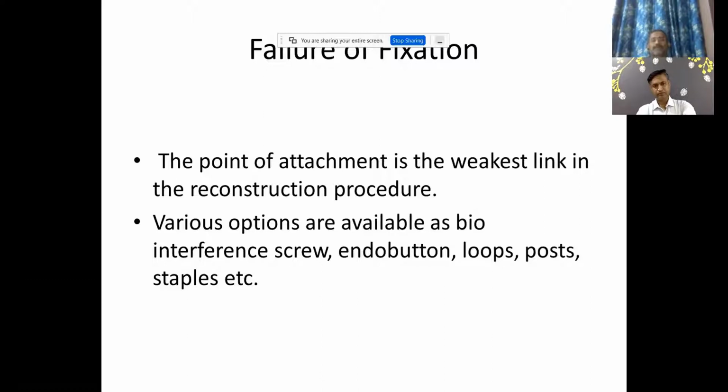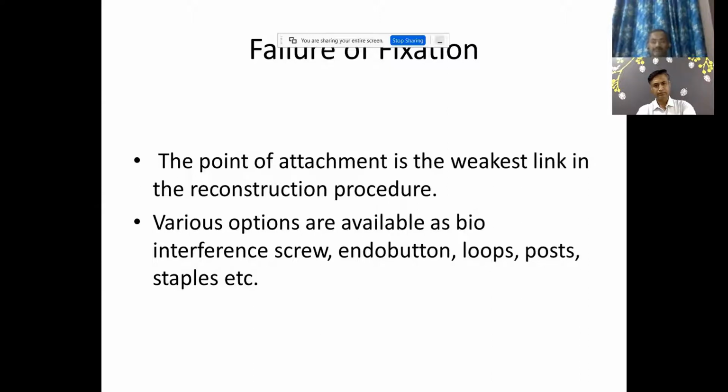The point of attachment is the weakest link. I have already told the various options available for fixation: interference screw, endobutton, loops, post, staples. But for femoral attachment, we mostly use suspensory fixation like endobutton, TightRope. Sometimes we use a bio interference screw. And in the tibial tunnel, mostly an interference screw is used, but there are different techniques also like button or inside technique and all those things. But we are talking about the common things you would perceive.